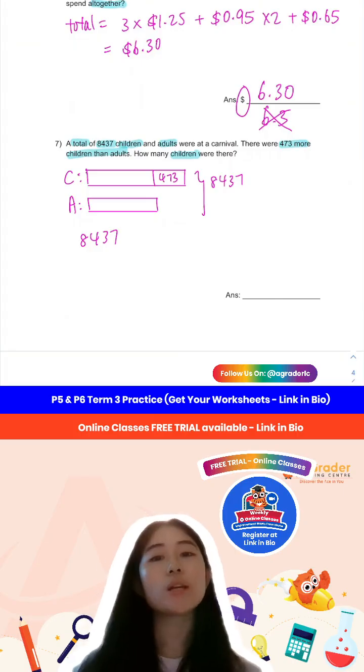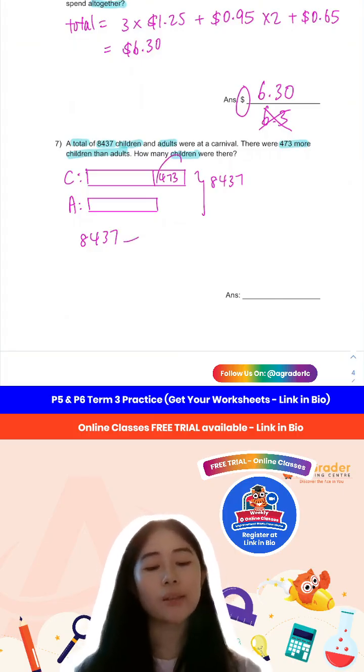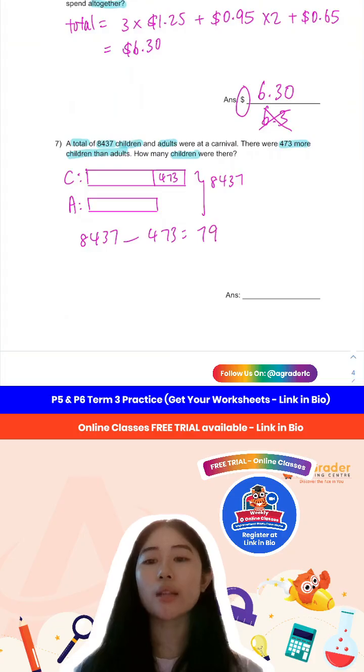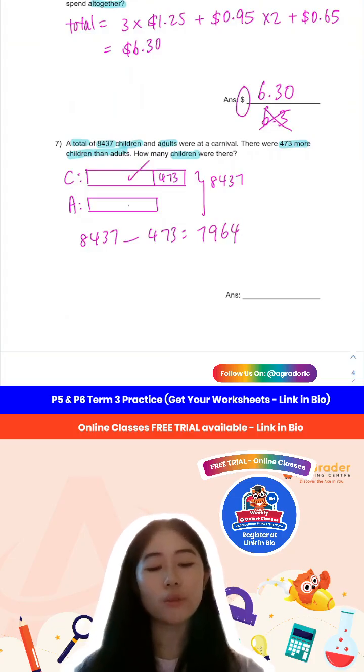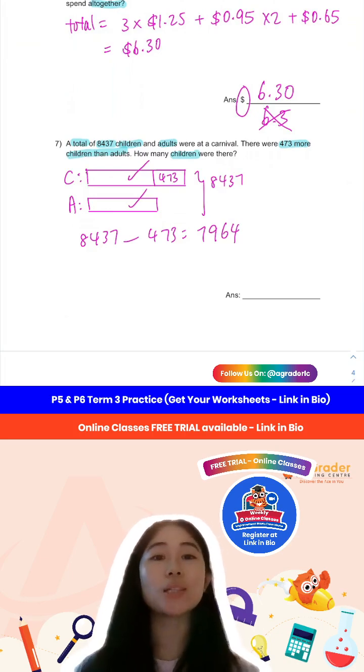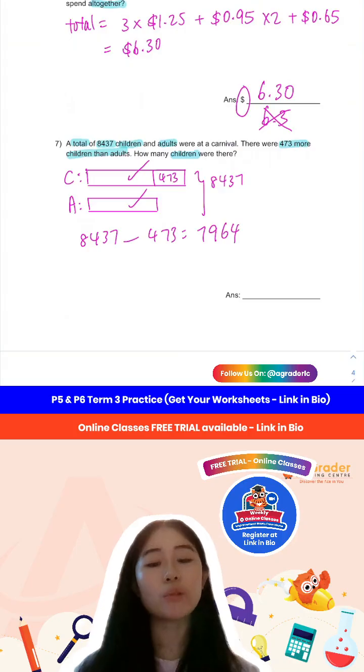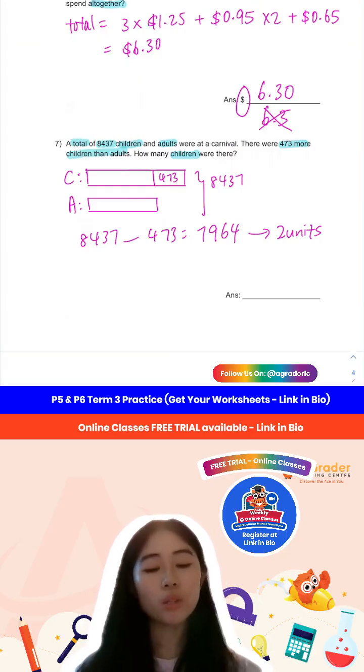So let's use 8437 minus away the excess, or the extra 473 first, and then you will get 7964. So 7964 is actually for the blank units. There's two of them, right? So that's for 2 units. And then you can find 1 unit by dividing by 2.